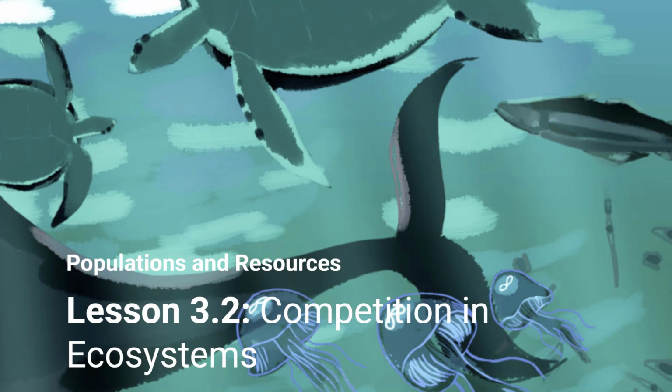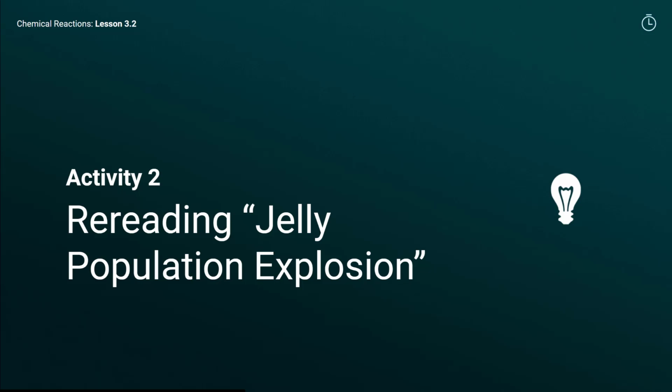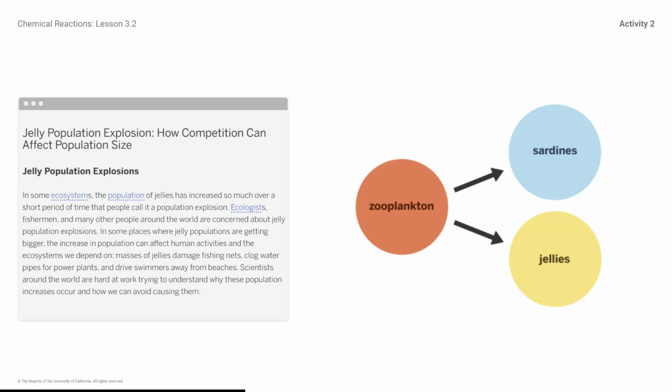Populations and Resources Unit, Lesson 3.2, Competition in Ecosystems, Activity 2, Rereading Jelly Population Explosion. Scientists claim that a change to the sardine population caused the jelly population to increase, but the sardines are not the jelly's resource population or consumer population. This is represented in the diagram. It shows that the jelly population and sardine population are not directly connected.